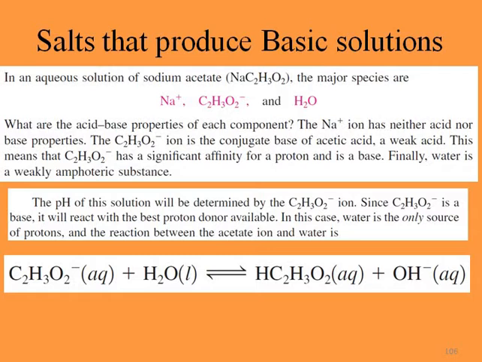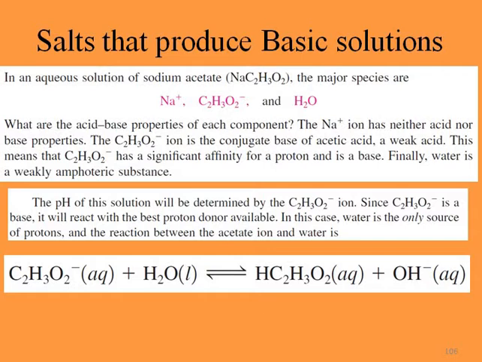On the other hand, we have acetate ion, which is the conjugate base of acetic acid, and acetic acid is a weak acid. We know all the organic acids are categorized as weak acids. So acetate is the conjugate base of acetic acid, and this means that acetate has a significant affinity for the proton and it is a base. Finally, water is a weakly amphoteric substance.